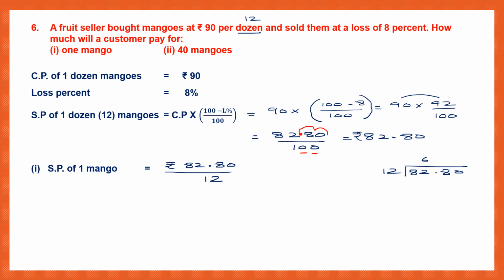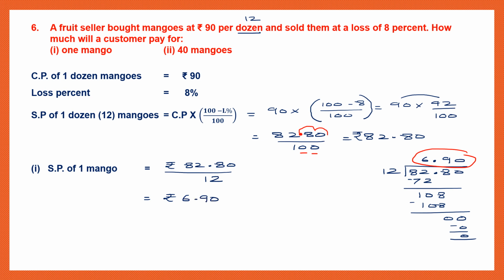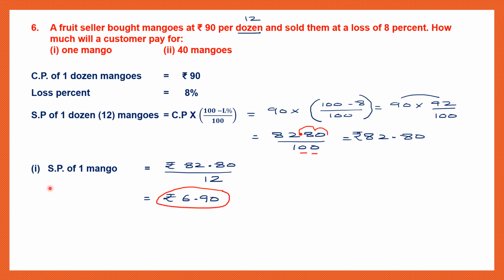So 12 sixes are 72 minus, 0, 1. Now there is a point here. Carry that point up. Bring the 8 down. 12 nines are 108 minus, let me have only a 0 here. So put the 0 on top. So what do we have in our quotient? We have 6.90. So that is the selling price of one mango. 6 rupees and 90 paisa is how much the customer will have to pay if he buys one mango. So we have found the answer to the first question. A customer will have to pay 6 rupees 90 paisa for one mango.